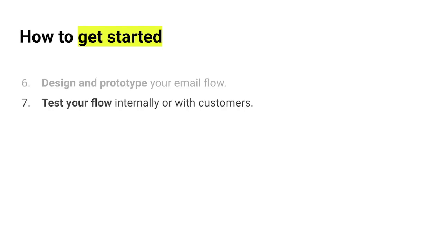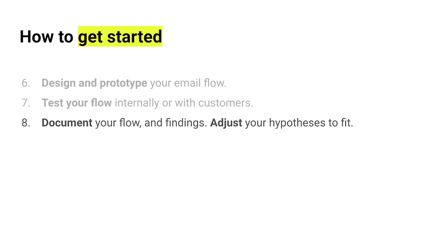Next, test your flow internally or with customers, right? So you've got your flow, you've got the way that it moves, you've got this relational dynamic. Test it with a small segment, get some internal people to take action and receive the email and see if that feels right, if it is achieving the desired results that you've set up in your hypothesis. Next, document your flow and your findings, and start sending it out, see what happens, and adjust your hypothesis.